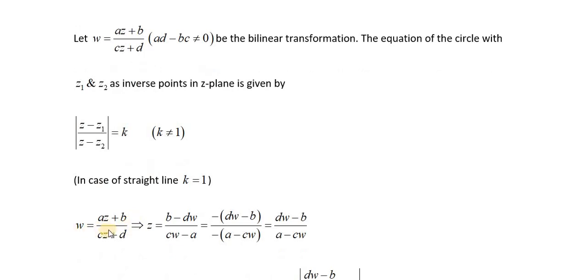Next you can observe W is AZ plus B by CZ plus D. From this we can write Z equal to B minus DW by CW minus A. This I already explained: from W how we can get the Z value. Again here I am taking minus common in the numerator. In the denominator also I am taking minus sign common. Cancel, then we are going to get this step.